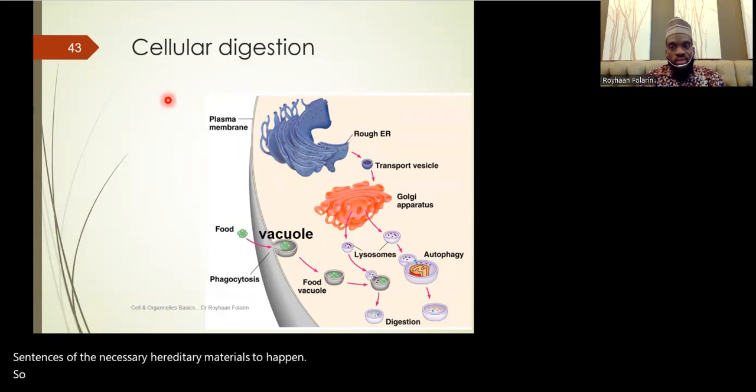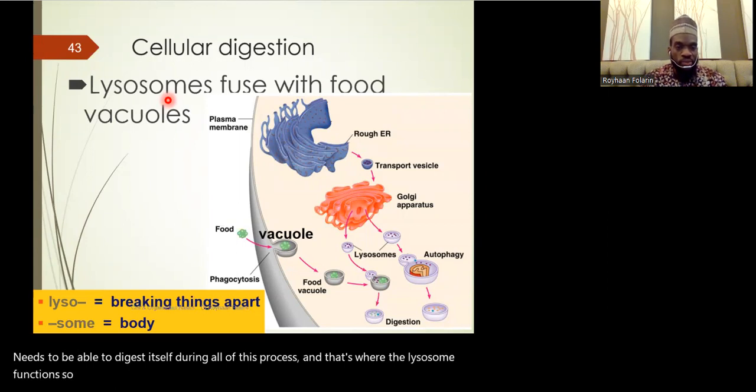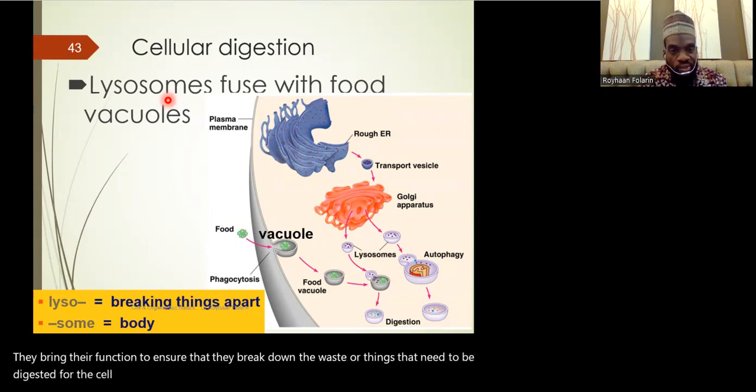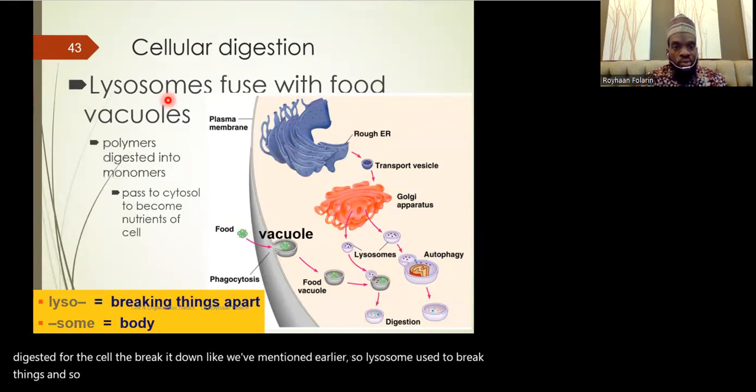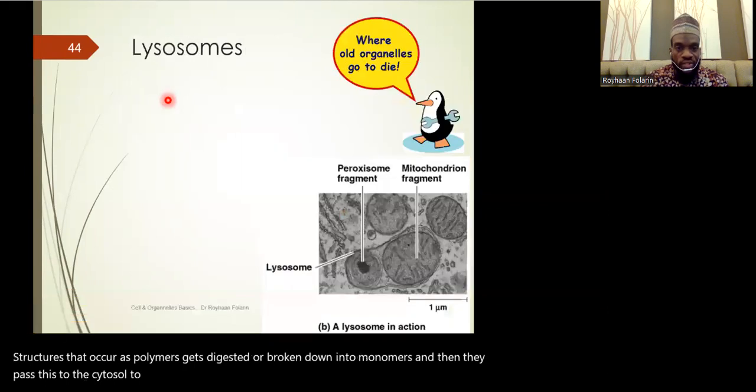So the cell needs to be able to digest itself during all of this process, and that's where the lysosome functions. They ensure that they break down the waste or things that need to be digested for the cell. They break it down, like we mentioned earlier. So lyso means to break things, and the some means body. So through the lysosome, structures that occur as polymers get digested or broken down into monomers, and then they pass this to the cytosol to become nutrients of the cell.